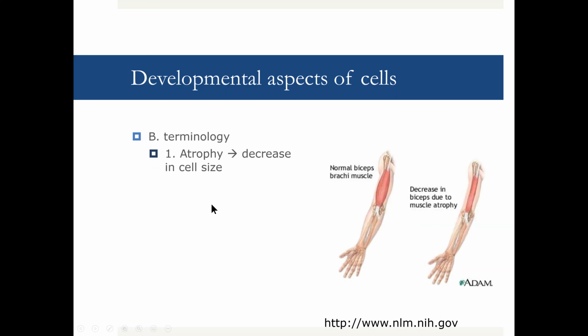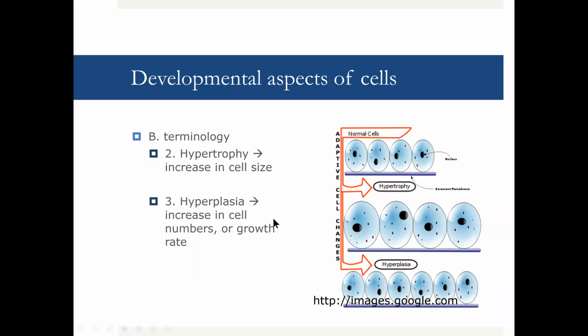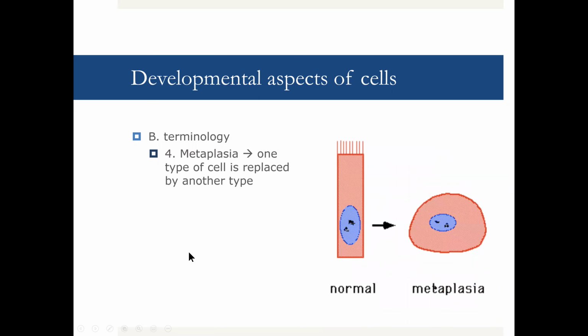We have atrophy. If you've ever had a broken bone and had your arm put in a cast for 6 weeks, when you take it out you'll notice some atrophy of the muscle. That's atrophy, okay? If you have a spinal cord injury, you get atrophy of the muscles that nerve supplies. Hypertrophy is increase in size. Hyperplasia is increase in numbers and growth rate. Metaplasia is one cell type replaced by another cell type. That's usually not good.